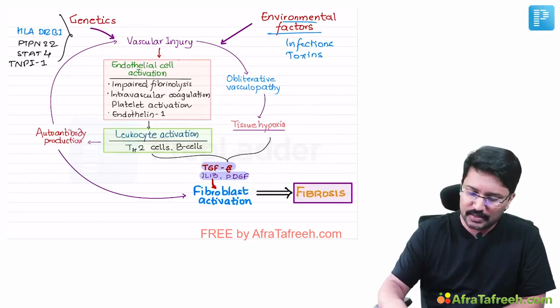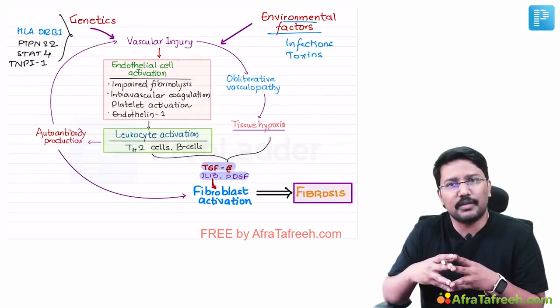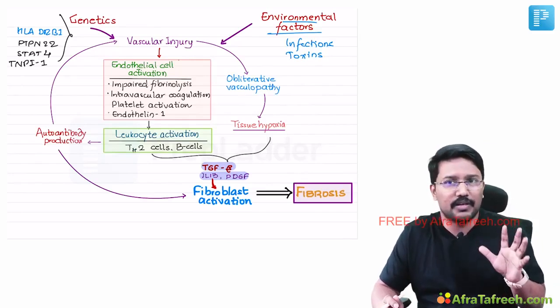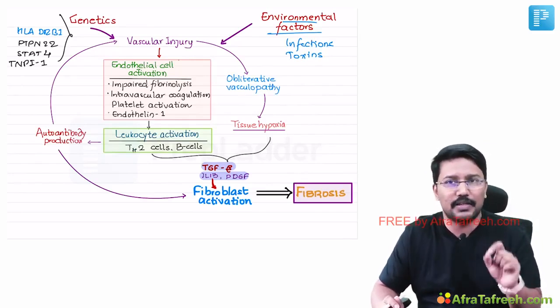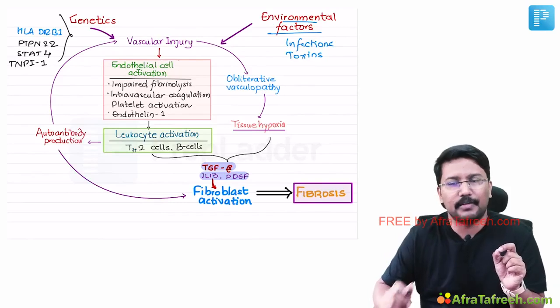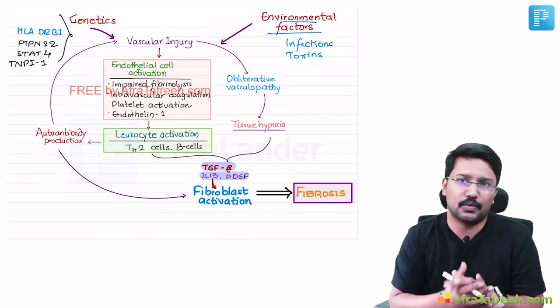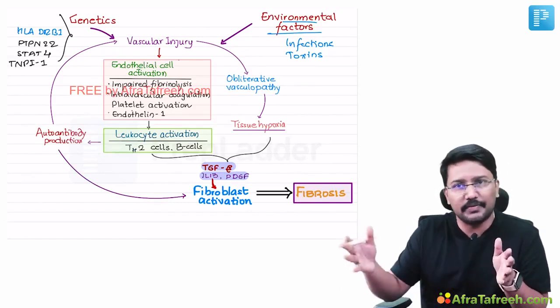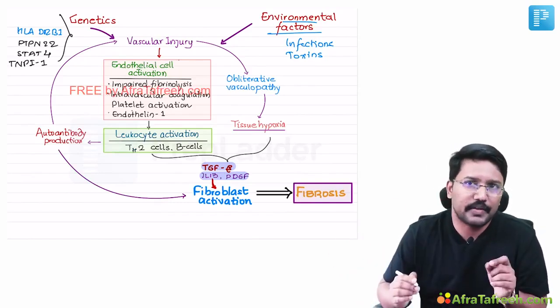Now coming to pathogenesis, if we have to talk about pathogenesis, I want you to remember one particular point. The central pathogenetic mechanism is basically vascular injury. And the fibrosis is an outcome of vascular injury. So it all starts with vascular injury and then ends with fibrosis. Okay. What triggers vascular injury?